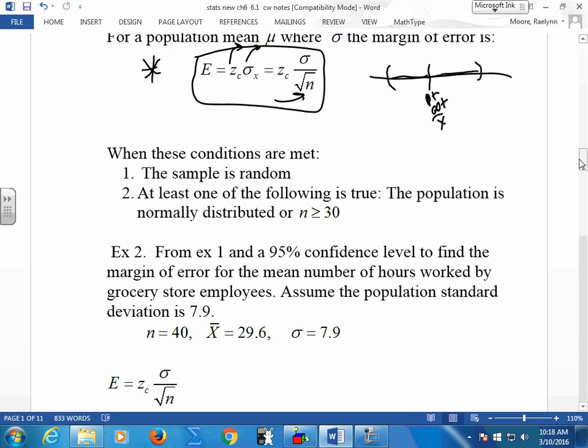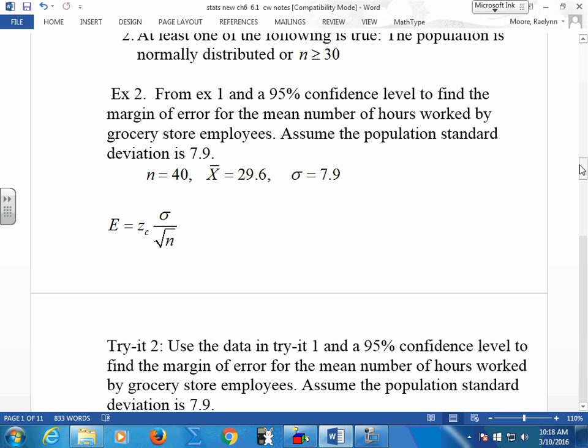So these conditions have to be met. The sample is random, and at least one of the following is true. The population is normally distributed. They have to tell us normally distributed, or the sample size itself has to be greater than or equal to 30, which we did this already before too, when we did the other parts. So we knew in order for us to use any of that sample information, they had to tell us that the population was normally distributed so that our samples were automatically normally distributed, or our sample size had to be greater than or equal to 30. So let's see what this makes.